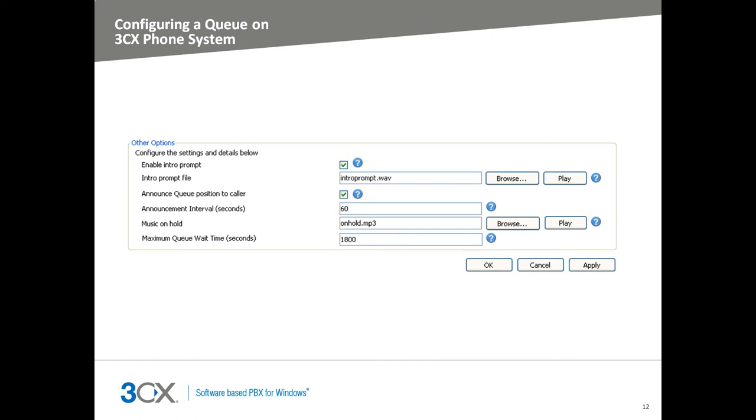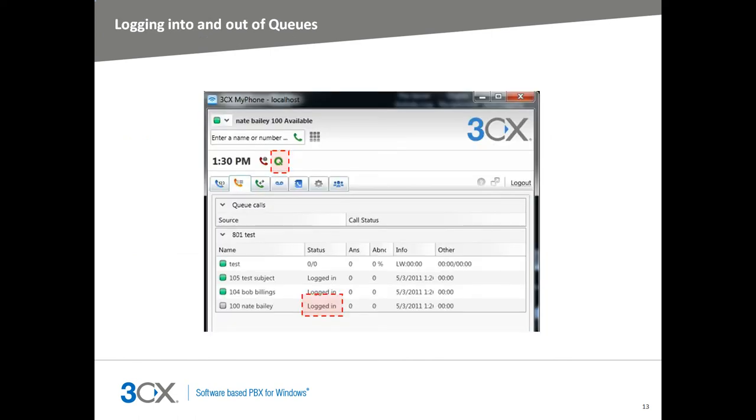If both an intro prompt is set and music on hold, the music on hold will be turned down while the intro prompt is played, and then volume restored on the music on hold after the intro prompt has been played. An agent must be logged into a queue to be able to service calls that come into the queue.